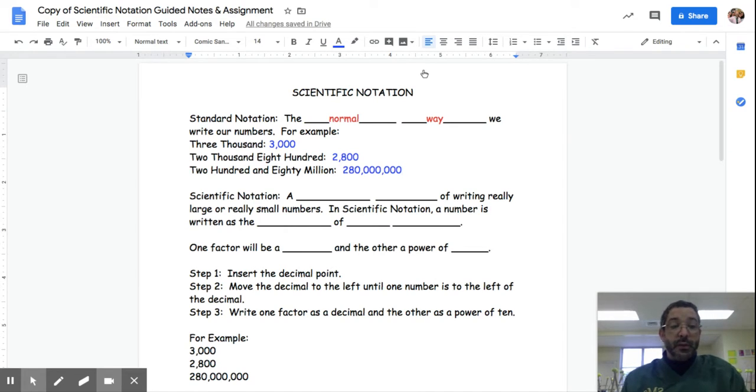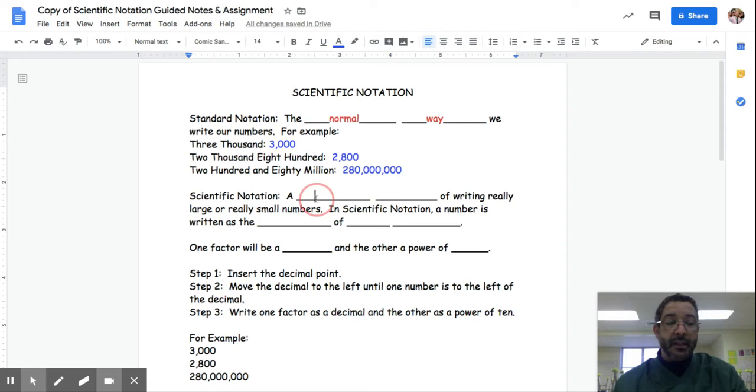Now, I'd recommend as we do this, if you need the graphic organizer that we made yesterday on Powers of 10, the Google slide, that you would have that open and available for viewing, because that will definitely help you as we do this. So standard notation is the normal way that we write our numbers, all right?